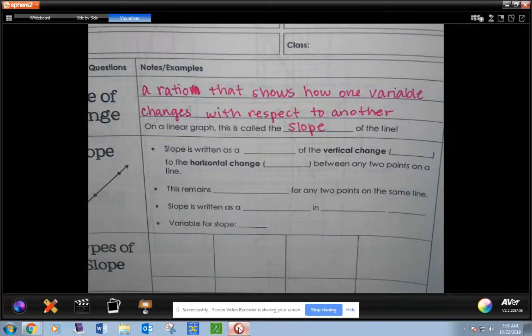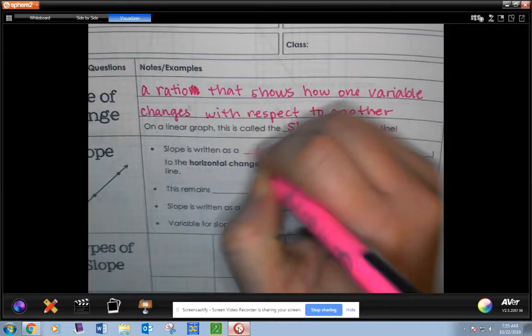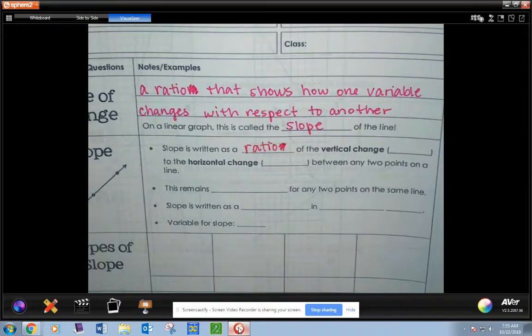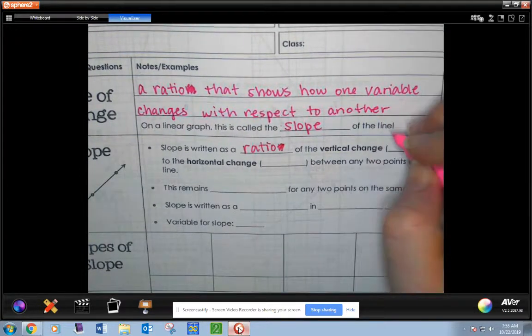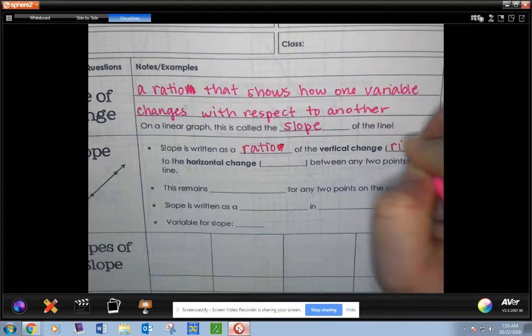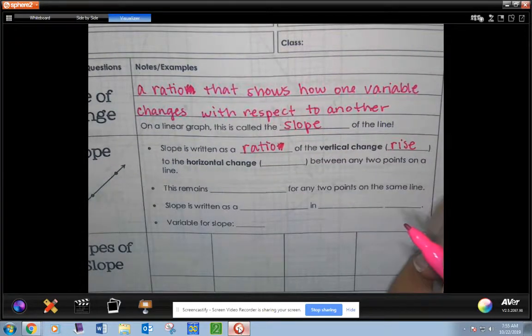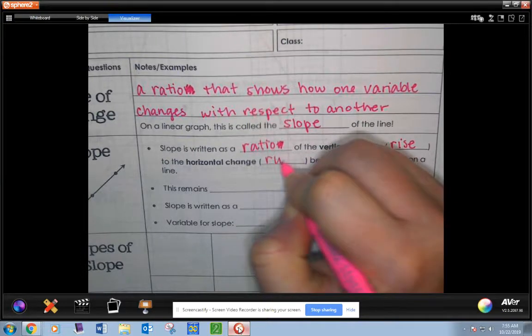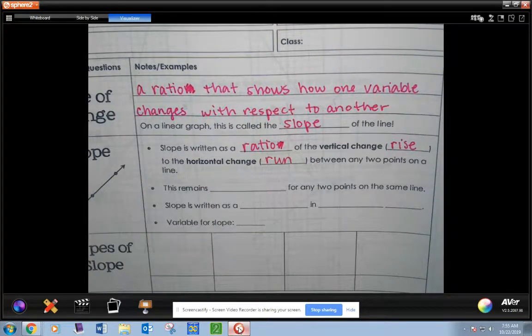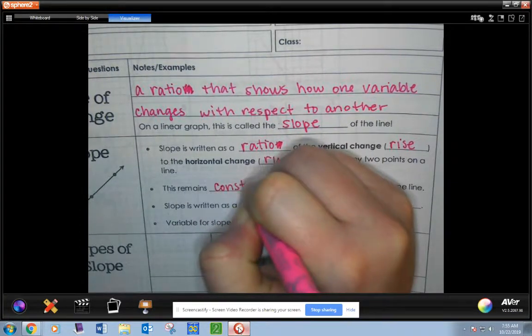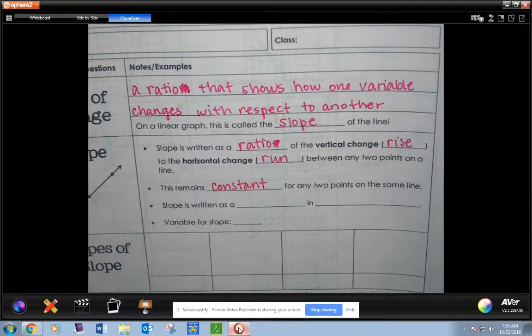Okay, now there's a lot of ways you can write slope. Slope is written as a ratio. And it's the vertical change, which we call the rise, to the horizontal change, which, does anyone know what it's called? Run. Okay, between any 2 points on a line. The slope is always going to remain constant for any 2 points on the same line.